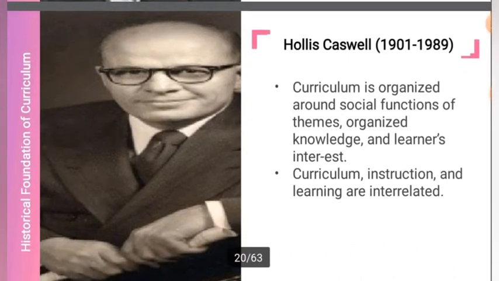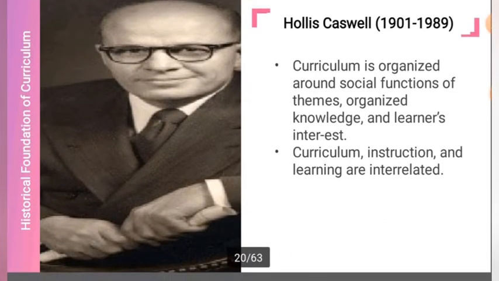Next, we have Hollis Caswell. Hollis Caswell sees curriculum as organized around social functions or themes, organized knowledge, and learners' interest. He believed that curriculum is a set of experiences, and that subject matter is developed around social functions and learners' interest.